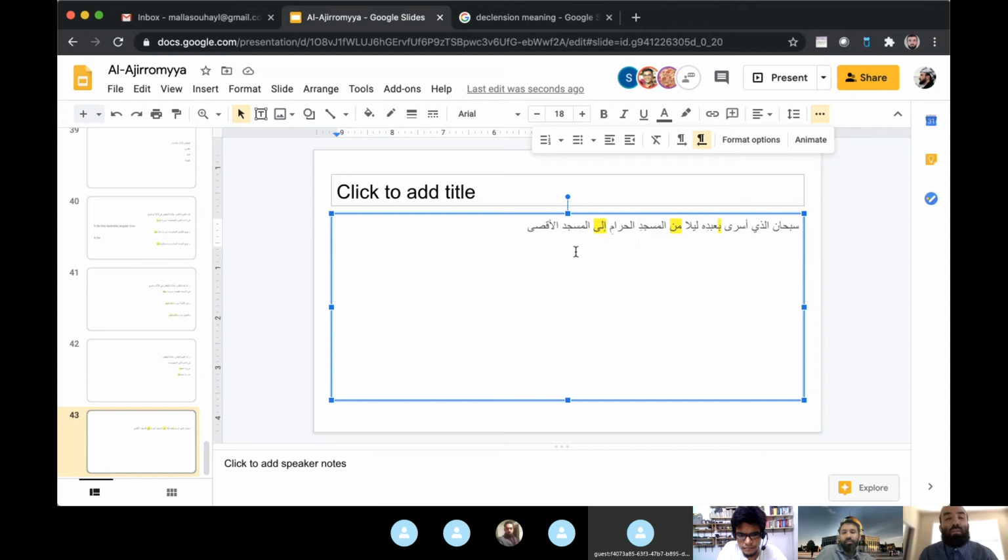What diacritical mark does it take here? Kasra, very good. See? Because of the ila. Sheikh, I was just saying, also because of the alif lam, right? Yeah, alif lam prevents it from having tanween. Okay.